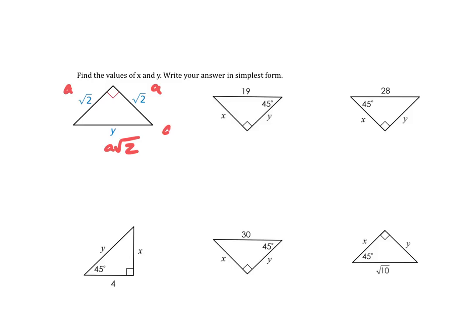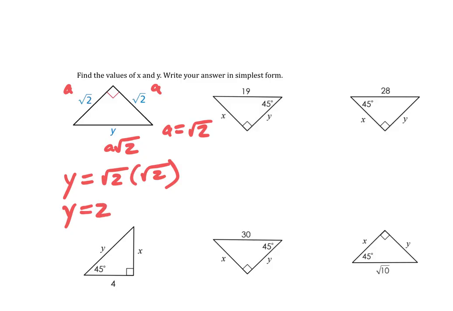So we know that A is radical 2, right? Because this side is my A. So to get my Y value here, we're going to take whatever A is times radical 2. Well, A is also radical 2. So to end up getting Y, we're going to take radical 2 times radical 2. What would radical 2 times radical 2 give me? 2. Just 2. So Y is 2. That's my answer.